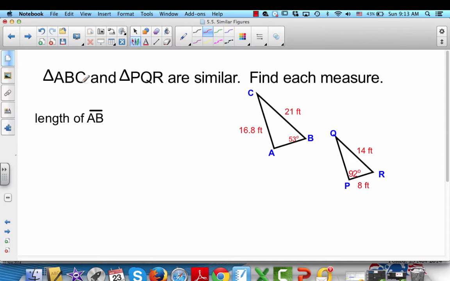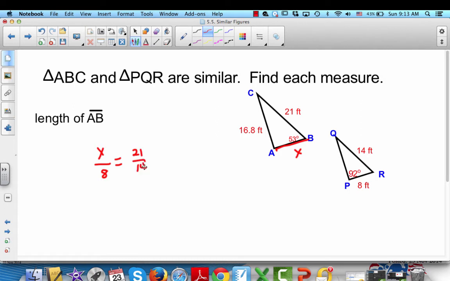Alright. ABC and PQR are similar. Find the length of segment AB. So this is what we're going to try to find right here. If it's what we're trying to find, it is x. So let's see now. We've got x in our triangle that we're starting with. And what does it correspond to? The 8. And then over here, we've got 21. And what does it correspond to? 14.